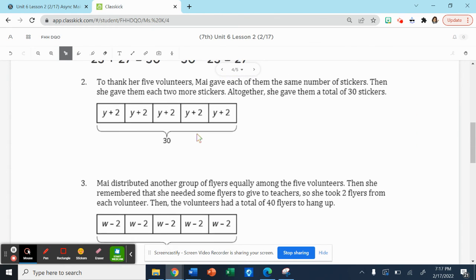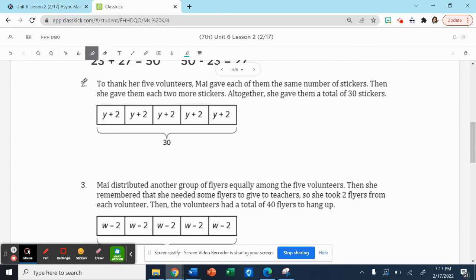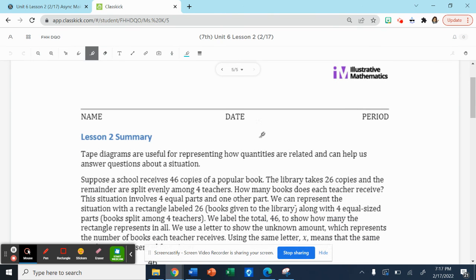On slide 4, you have 2 more examples, question 2 and question 3. I want you to do the same exact thing we just did for question 1. In question 2, you'll find the value of Y, and in question 3, you'll find the value of W. Okay, you should have answered questions 2 and 3, and on slide 5, you'll see a summary of the lesson.